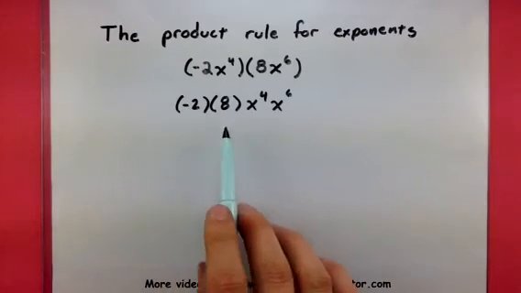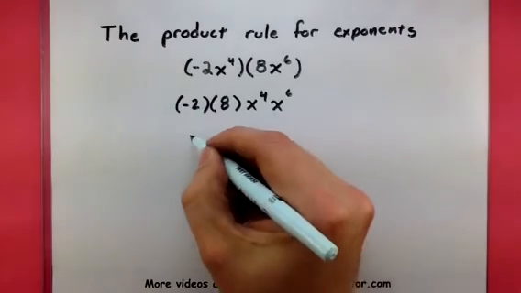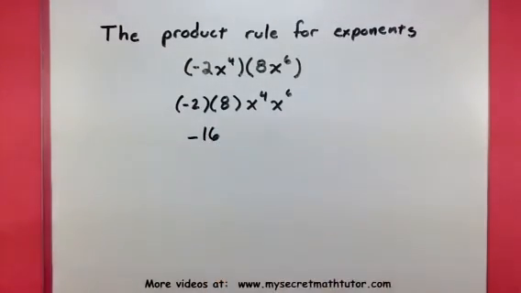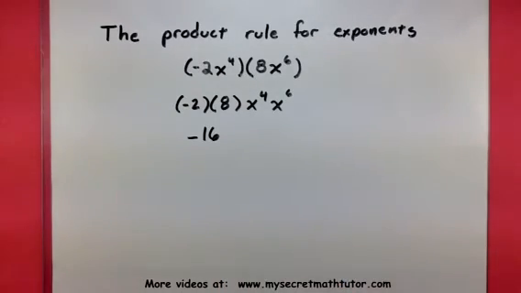Now these numbers out front, that's not too much of a problem. Negative 2 times 8, that just gives us a negative 16. But when we get to this part and we have x to the 4th times x to the 6th, that's where the product rule is going to come in handy.